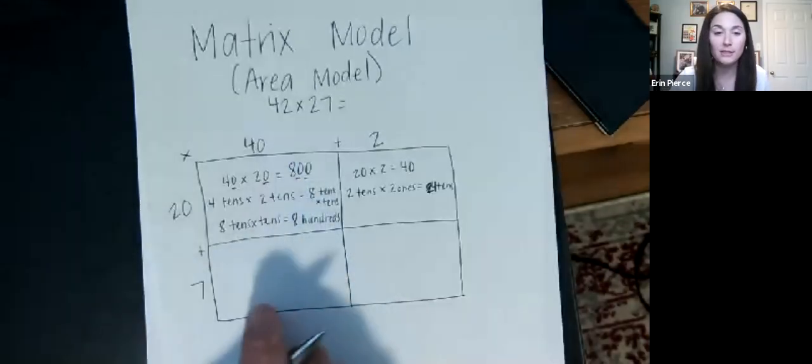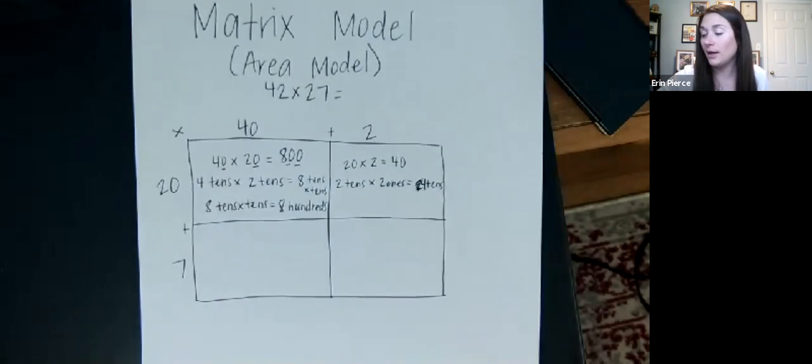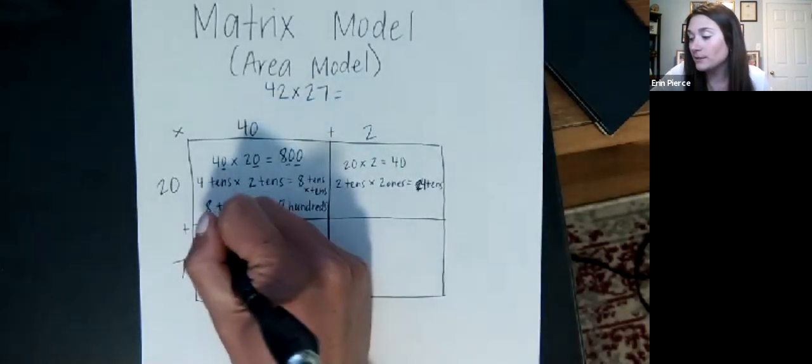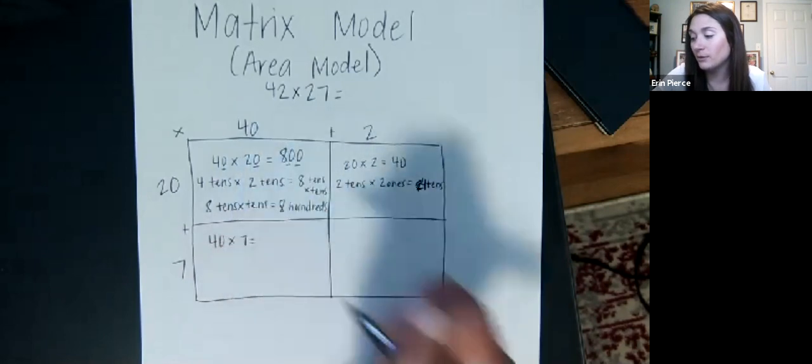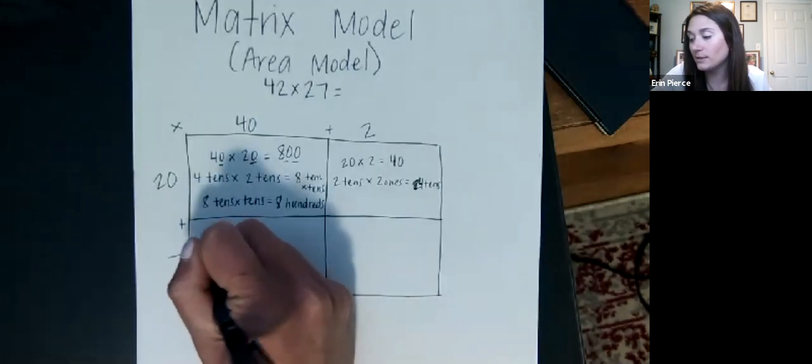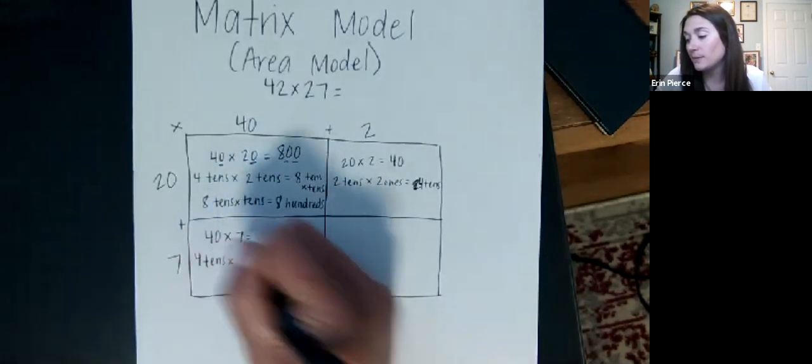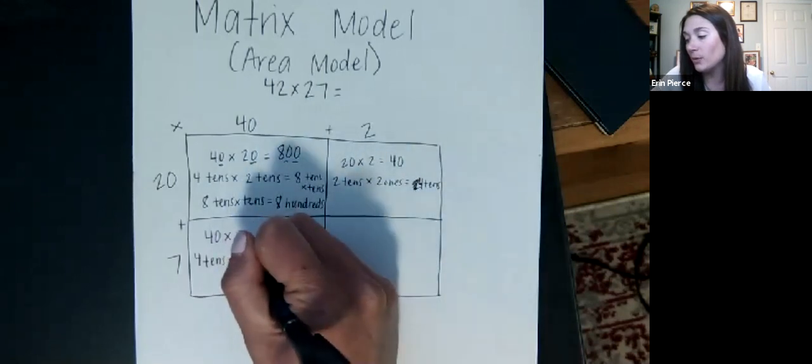Then I'm going to come down to this little box and I have 40 times 7, which is 4 tens times 7 ones.